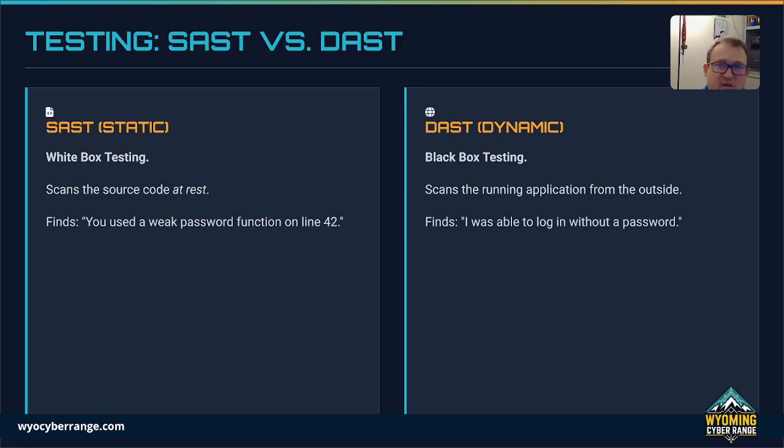We can also test our own code, and there are 2 main ways of doing this. We've got SAST, which is Static Application Security Testing. This is the white box method. It scans all of our source code when it's at rest. In other words, it's not running. And it's going to point to a specific line, saying, you have a weak password function in line 42.